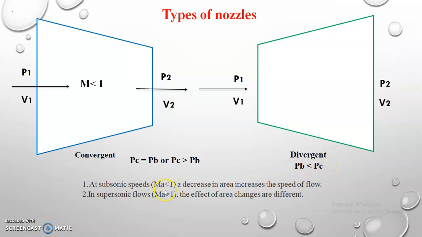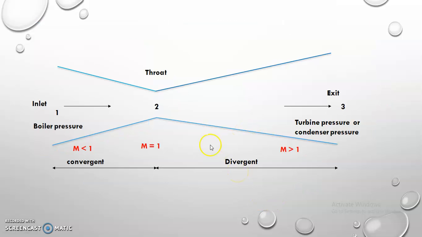In subsonic flow the Mach number is less than 1, and a decrease in area increases the speed of flow. Second, in supersonic flow the Mach number is greater than 1, and the effect of area changes is different. So from this slide, as I told you, there are three sections: a convergent section, a throat section and a divergent section. In the convergent section the Mach number is less than 1. In the throat section the Mach number is equal to 1. In the divergent section the Mach number is greater than 1.